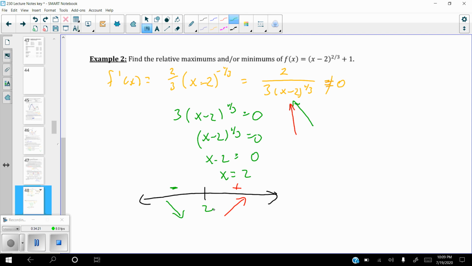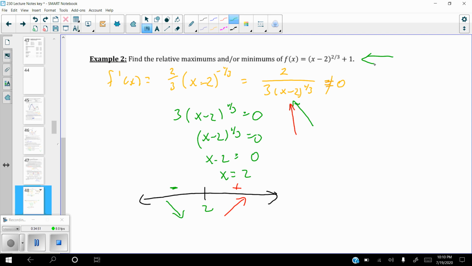It still is decreasing to the left of 2. It's still going to be increasing to the right of 2. You can use slightly different values, but you will still find that to be the same thing. Here's the major thing. Does 2 actually exist on our graph? Yes, it does. And how I would know that is I would go back to my original, plug 2 in, and see that that actually gives me a value. Well, it's going to give me 0 to the 2/3 power, which is 0 plus 1. So I still have a critical value there.